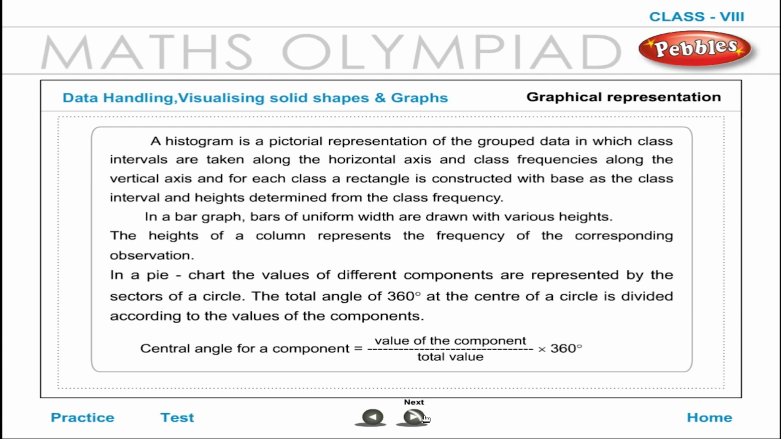In a pie chart, the values of different components are represented by the sectors of a circle. The total angle of 360 degrees at the center of a circle is divided according to the values of the components. Central angle for a component is equal to value of the component divided by total value into 360 degrees.